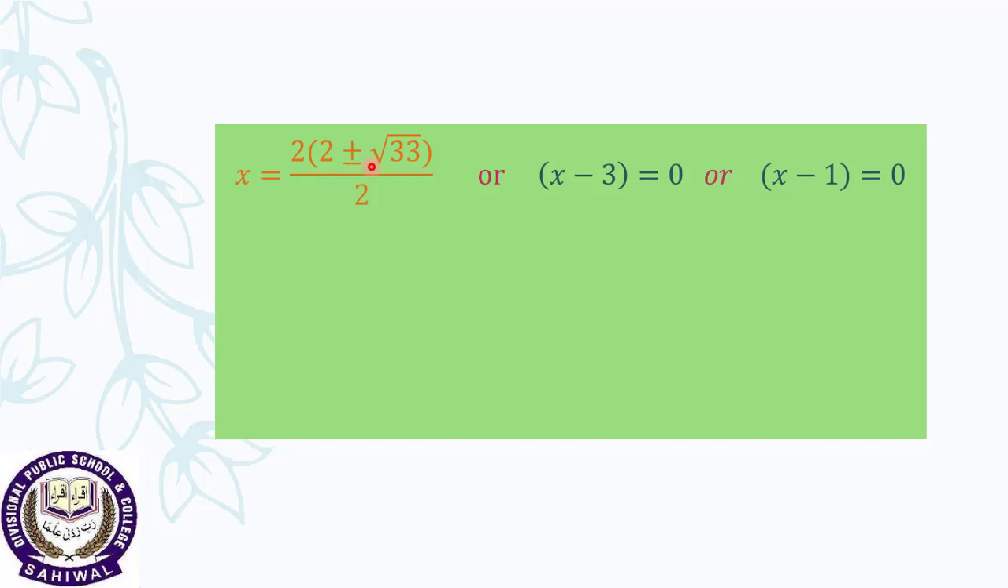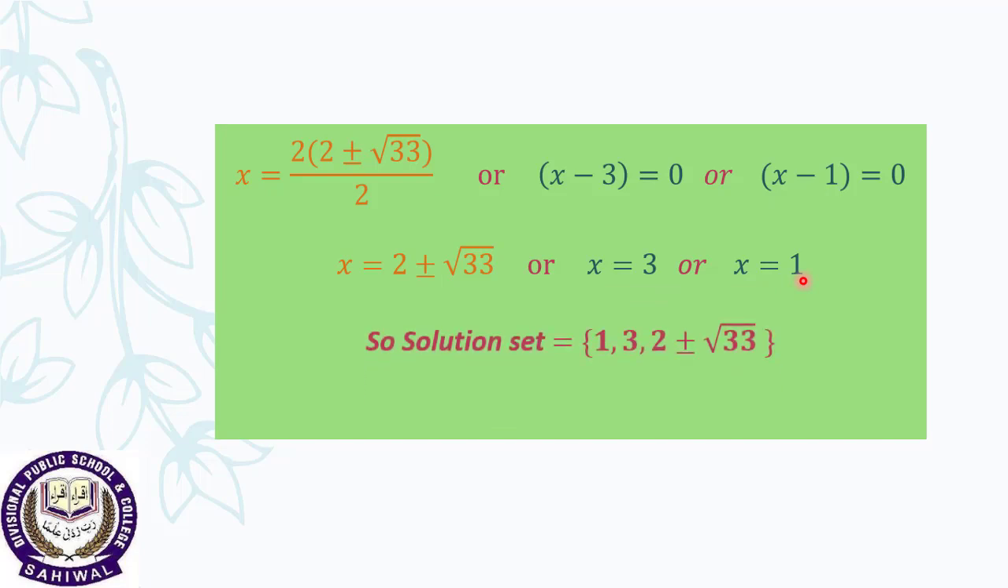Taking 2 as a common factor in the numerator, we get x is equal to 2 times 2 plus minus square root of 33 over 2, or x minus 3 is equal to 0, or x minus 1 is equal to 0. After cancellation, we get x is equal to 2 plus minus square root of 33, and solving these two values for x, we get x is equal to 3 or x is equal to 1. Writing them in the solution set, we get 1, 3 and 2 plus minus square root of 33 enclosed in the brackets.